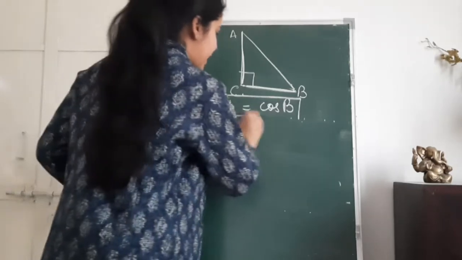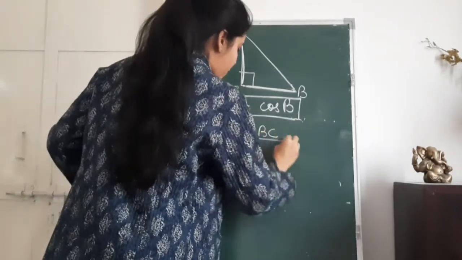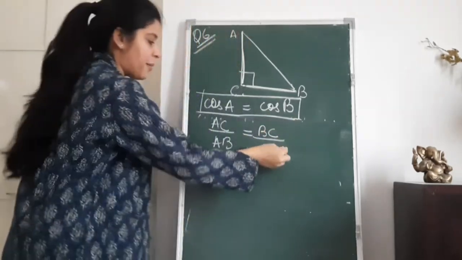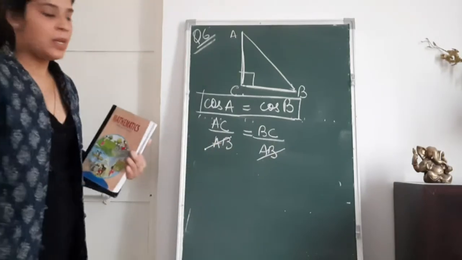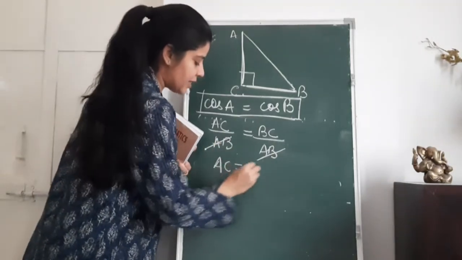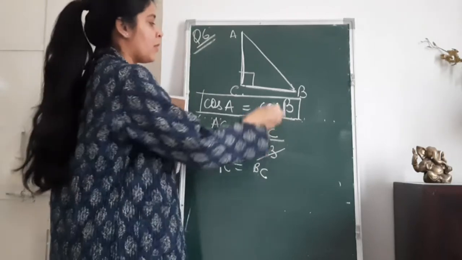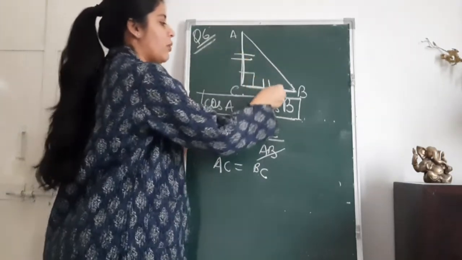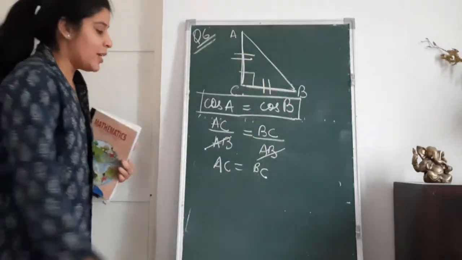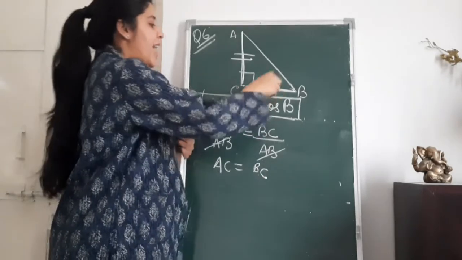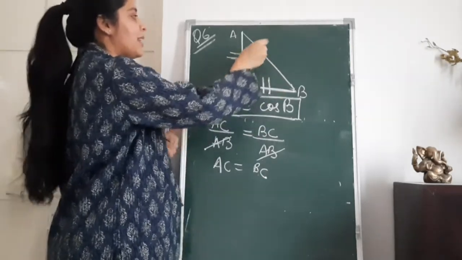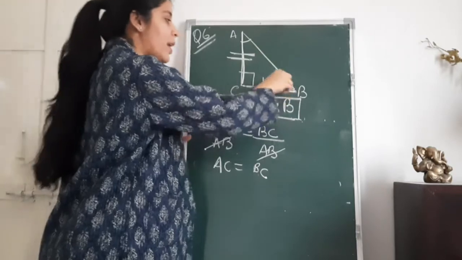BC by AB. AB and AB will get cancelled. So what do I have? AC is equal to BC. That gives me AC is equal to BC. Right? Can I say that as AC is equal to BC, then angle A is going to be equal to angle B?